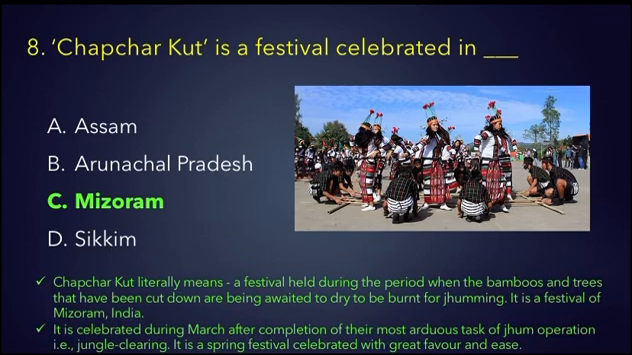Chapchar Kut literally means the festival held during the period when the bamboos and trees that have been cut down are being awaited to dry to be burned for jhumming. After the harvesting, they will burn all the plant remains. Later, the ashes are mixed up with the soil, and they believe that kind of soil is very fertile for the next crop. So during this season, they will perform dance together, which is known as Chapchar Kut. This is usually celebrated during March.